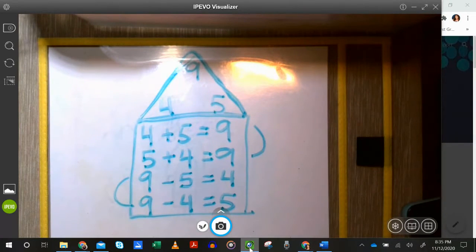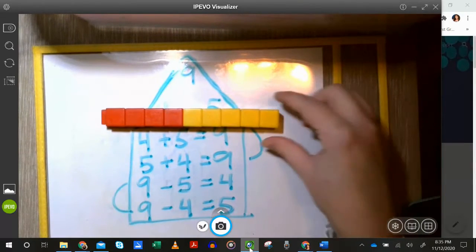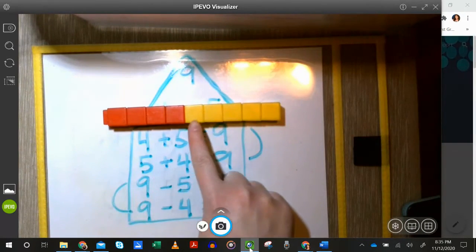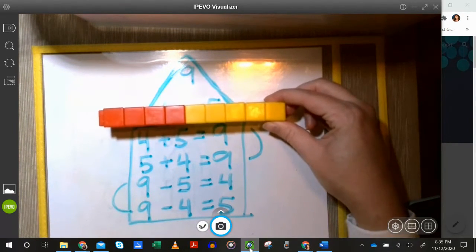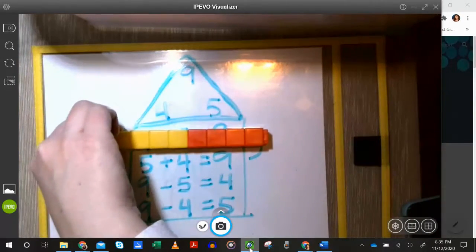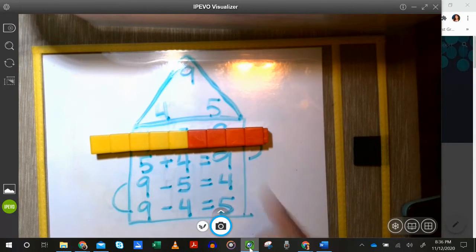Okay, let's look at that with a model. If I have a group of 4 and I add 5, then together I have 9. 1, 2, 3, 4, 5, 6, 7, 8, 9. Now I can take that stick I just made and flip it over. Now I see 5 first and then 4, but the stick itself didn't change. It's still 9.